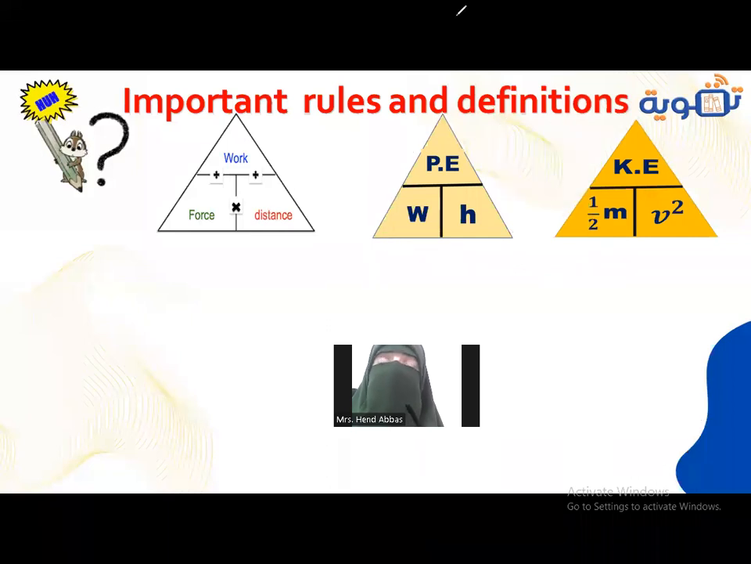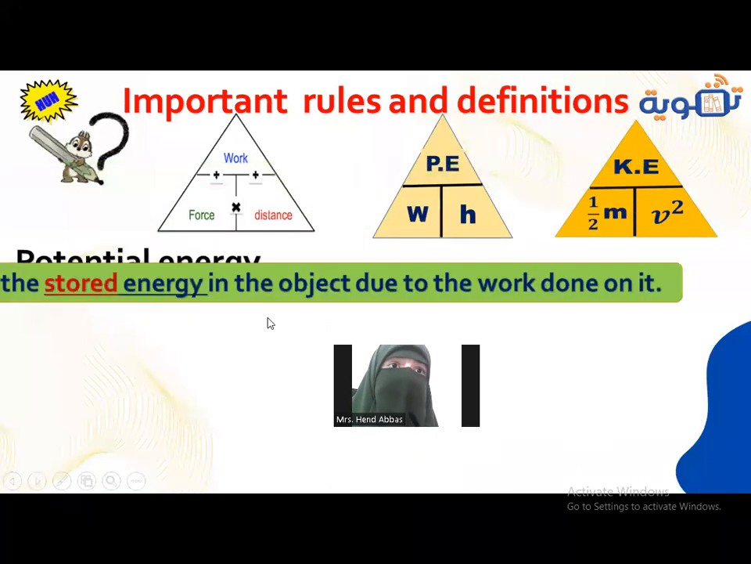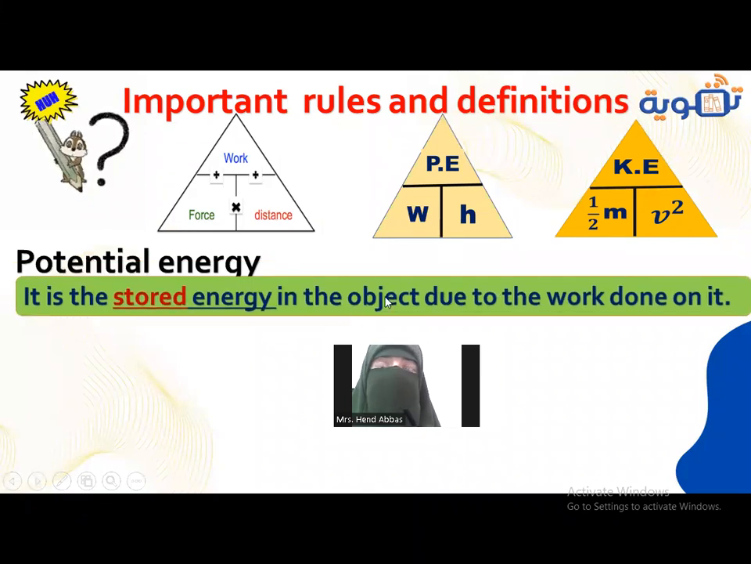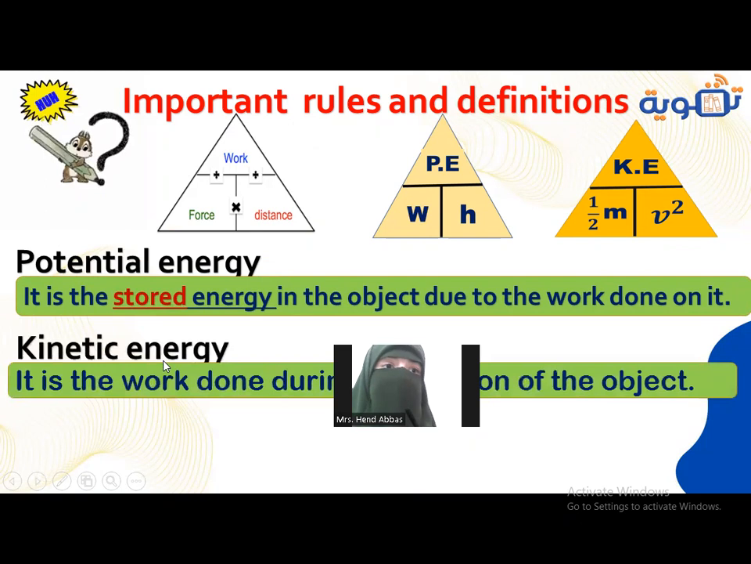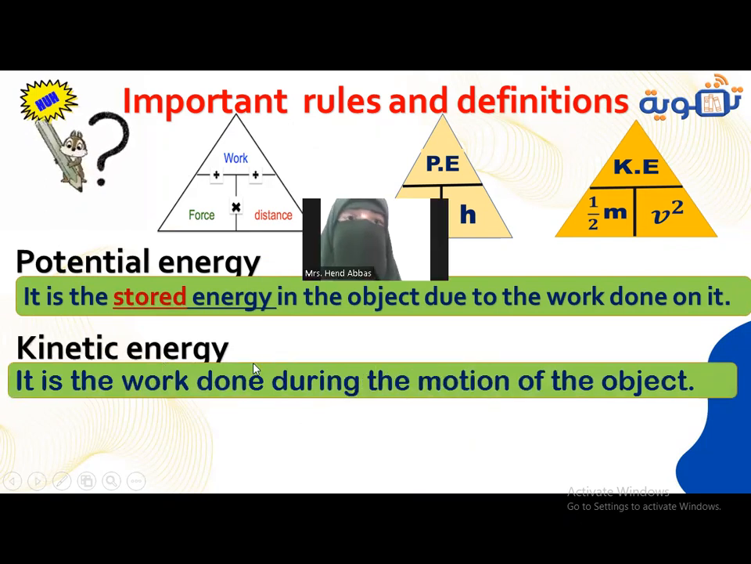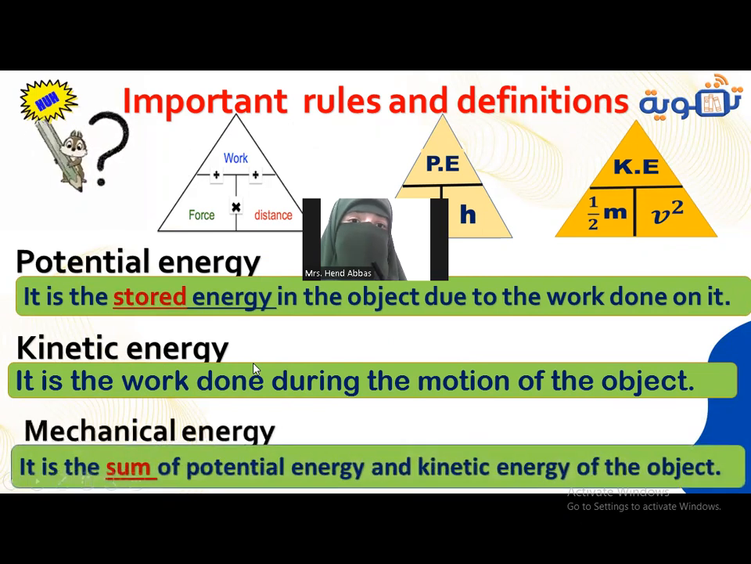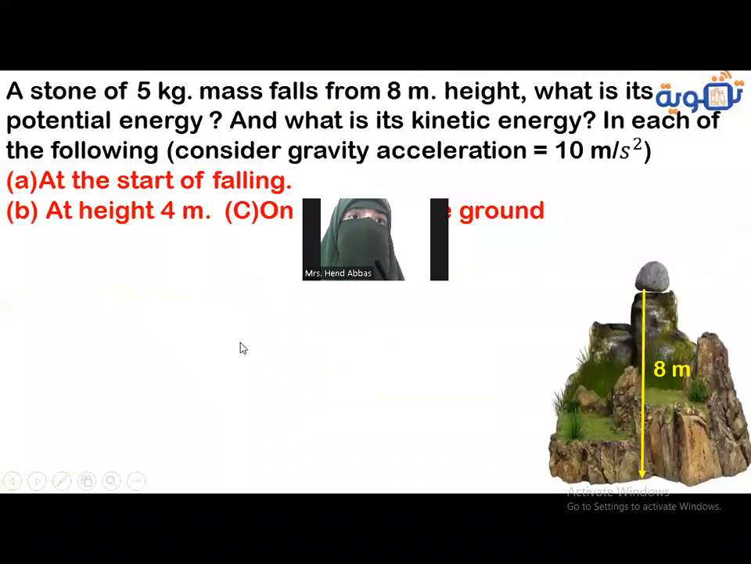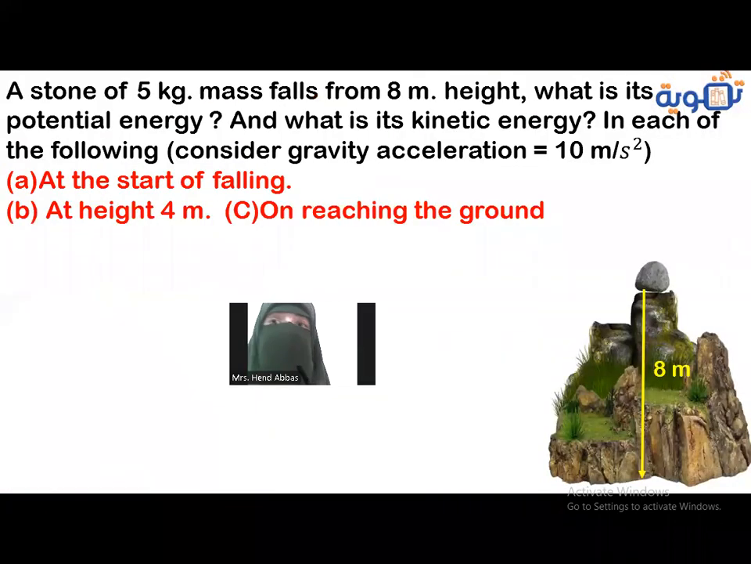Yes, what is potential energy? Potential energy is the energy stored in the object due to the work already done on it. What is kinetic energy? It's the work done during the motion of the object. What is mechanical energy? The sum of potential plus kinetic. Okay, this example is very important because it collects all of the rules of the energies in this chapter. Okay, let's start.